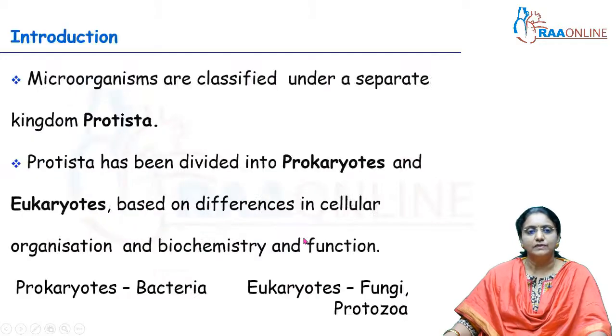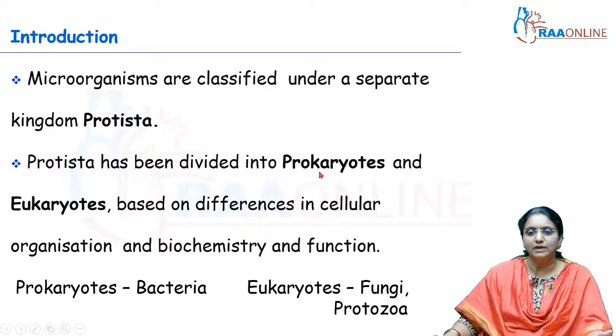The first thing is, right from your 9th standard and 10th standard, you students would have studied about the plant kingdom as well as the animal kingdom. Initially, some of the microorganisms were classified under the plant kingdom and some of them under the animal kingdom. But now, they have been classified under a separate kingdom known as Protista. Members of this kingdom are known as protists, and these protists have been divided into prokaryotes and eukaryotes.